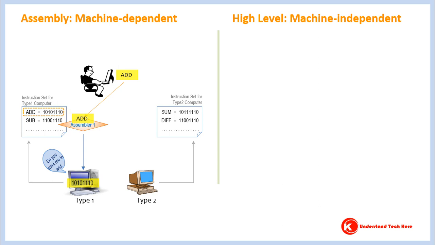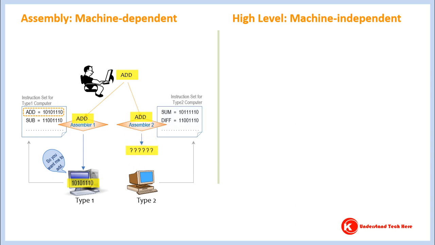What happens when the command add goes to the type 2 computer? There is also an assembler in the type 2 computer. The command add goes to the assembler. Now, the assembler looks at the instruction set table. But there is no command having the name add. Hence, the assembler is unable to convert the command add into ones and zeros.